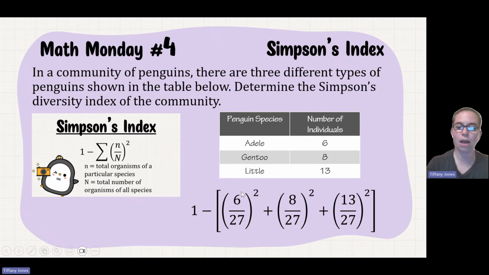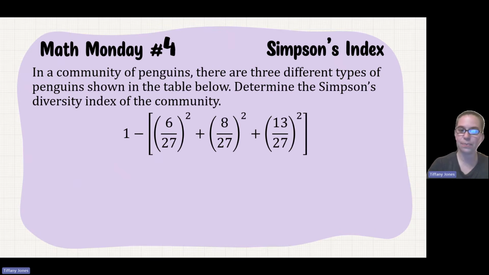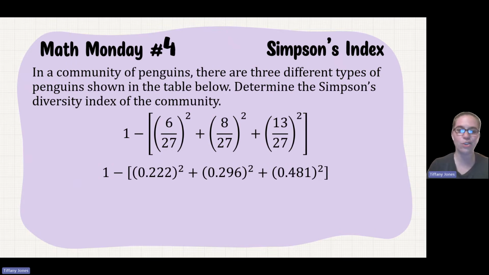And so then I look at the numerator, and the numerator is going to be the number that I have for the Adelie. So there's the 6. The number I have for the Gentoo, there's the 8. And the number I have for the Littles, there's the 13. So 6 divided by 27 is going to give you 0.22, and then you're going to square that. And then 8 divided by 27 is going to be 0.296, and then you'll square that. And then 13 divided by 27 is 0.481, and then you'll square that.